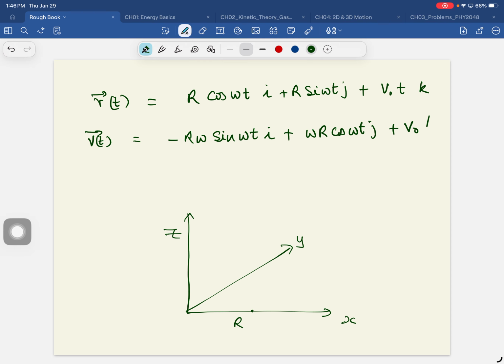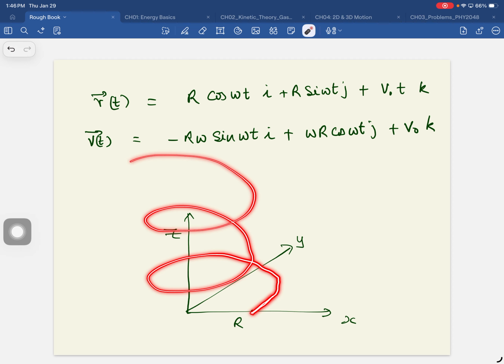Okay. So again, at t equal to 0, this is 0, the i component is 0, and this is positive. So this object is starting here, and it'll have a velocity in this direction and then spiral up like that. That's the motion.